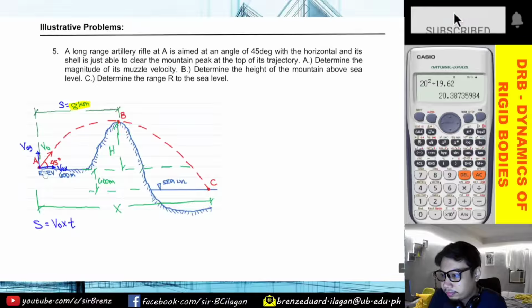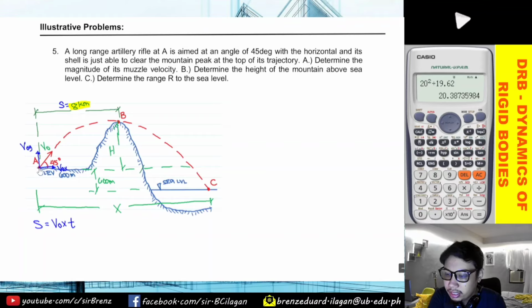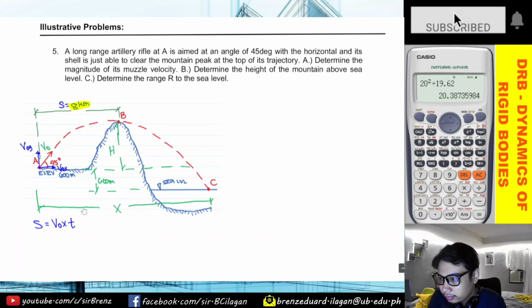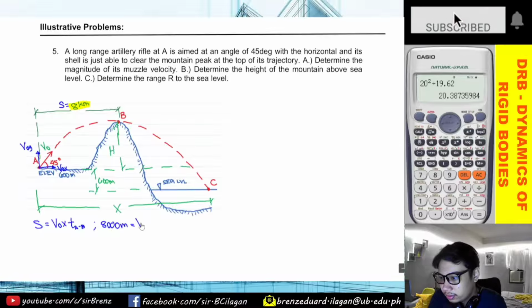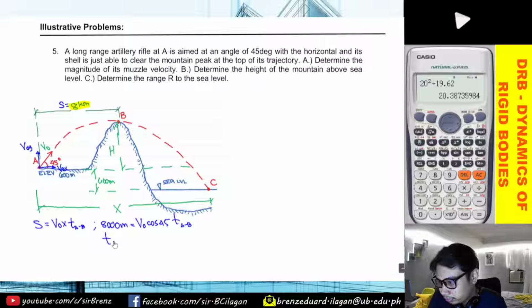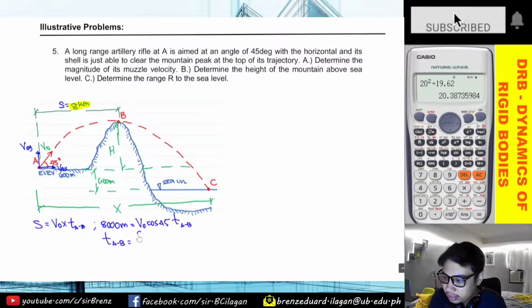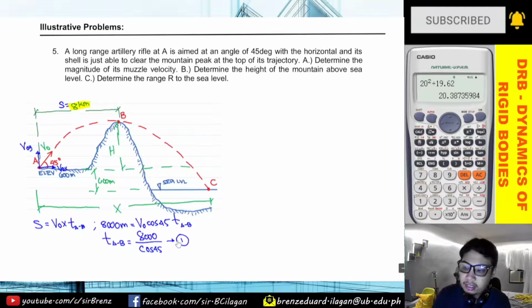So again, yung time required para ma-reach na yung point na to. So yung distance na 8 kilometers is the distance between the peak or yung maximum height ng iyong projectile hanggang sa initial point or yung point A. So ito yung time from A to B. Okay, so knowing that this is, convert na natin to meters, so that is 8,000 meters is equals to Vo cosine 45 times the time from A to B. So if we're going to solve for the time t, so t from A to B, that is equals lang sa 8,000 all over cosine 45. So let's name this as our equation 1.